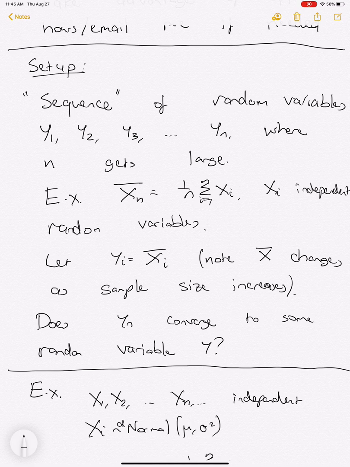You're going to get a different value if you go up to, say, a sample size of 10 or 100. And so this is a random variable that changes with n. And so the question we'd like to ask is, does Y_n converge to some random variable Y? And that's where we're going to introduce this notion of convergence of random variables, which you've hopefully seen before, but we're going to revise that. And there'll be questions on the second homework related to this as well.